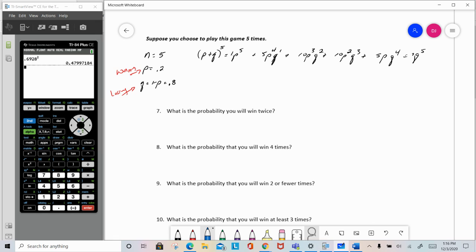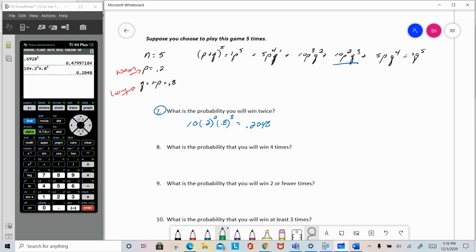So really, what's the probability that I will win twice? Okay, for number 7, the probability I'm going to win twice, I just come right here. And that's going to be 10 times 0.2 squared times 0.8 cubed. 10 times 0.2 squared times 0.8 cubed. 0.2048.